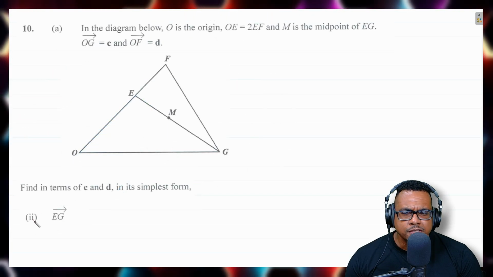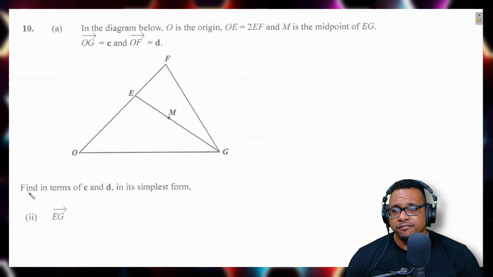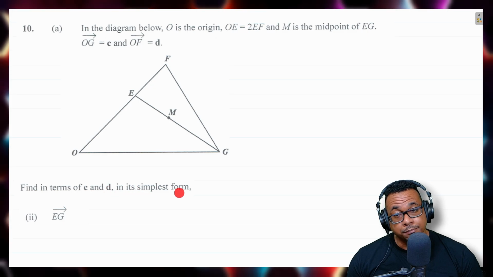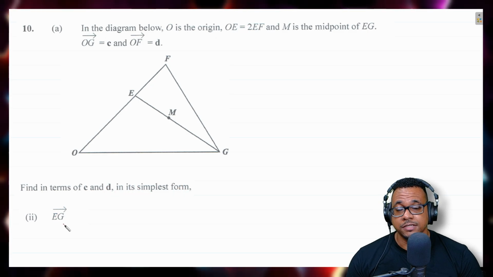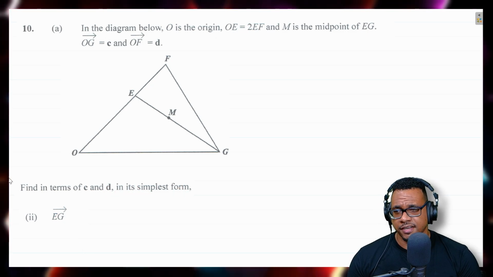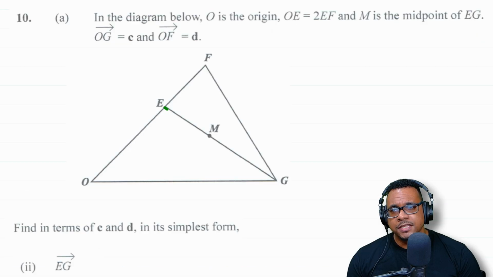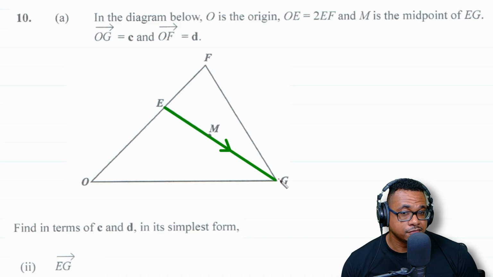All right, now moving on to part 2, we want to find, in terms of C and D in its simplest form, the vector E to G. So let's highlight that resultant vector. So that's from E to G. So the arrow is pointing like this towards G. So the head of my resultant vector is at G, and the tail of my resultant vector is at E.